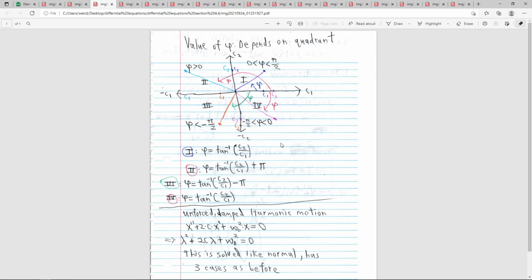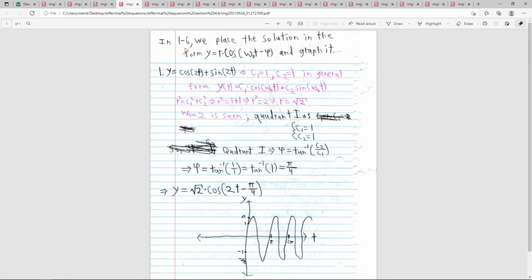So that was getting worked up. Here's one of the biggest focuses. We place the solution in the form y equals r times cosine omega naught t minus psi and graph it for these 6 exercises. We're going to use a graphing program, because I tried to draw 1 or 2 of them by hand, and we're just going to graph.